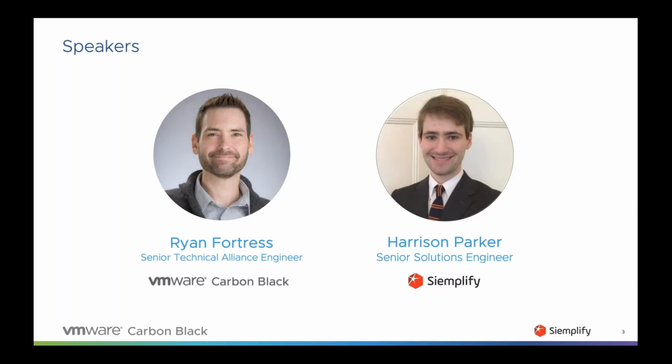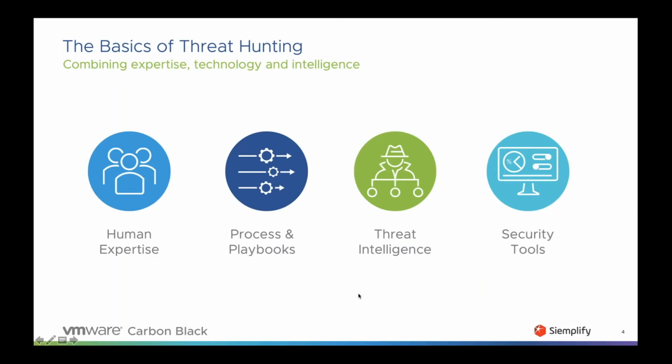So the basics of a threat hunting program, what are the core components? We see 4 core components. Obviously, the human will always be necessary, but then also the processes and playbooks. Those are going to be in place for automated, repeatable remediation, the threat intelligence to help enrich and guide the processes, and then the security tools to gain context and to take action. So where does VMware Carbon Black fit into these 4 phases?